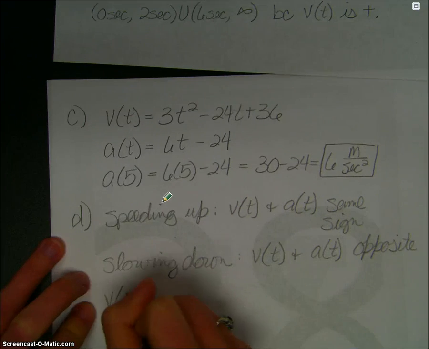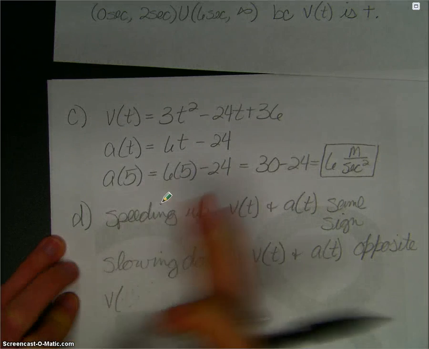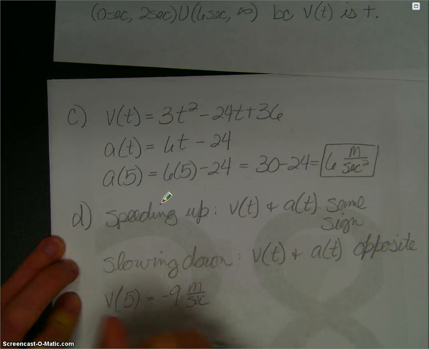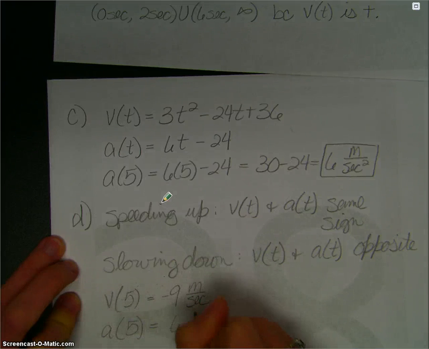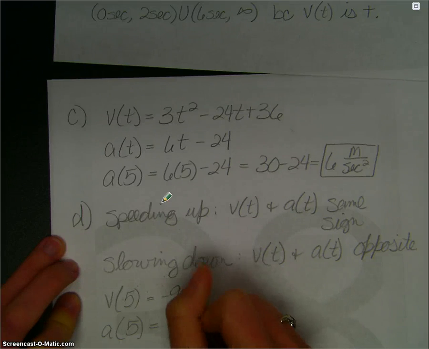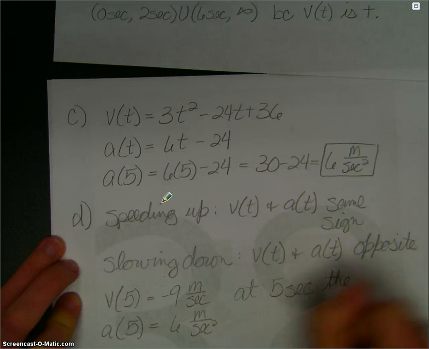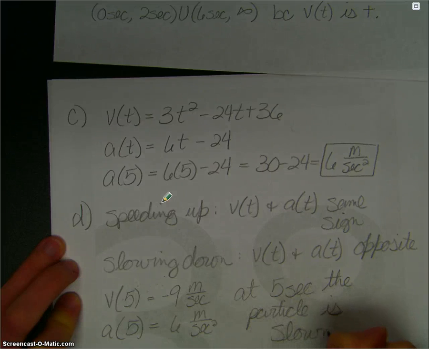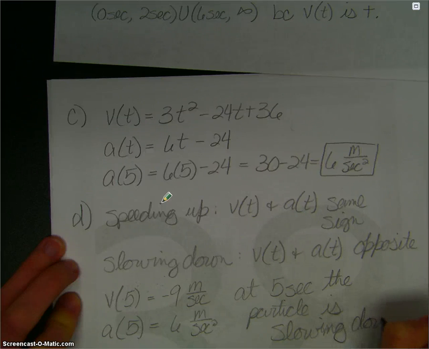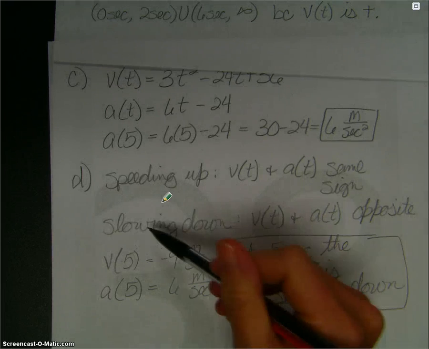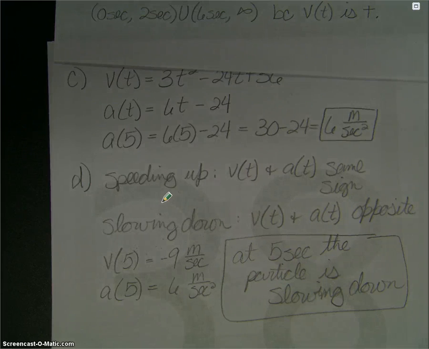Okay, so we found our velocity at 5 seconds to be negative 9 meters per second. And we found the acceleration at 5 seconds to be positive 6 meters per second squared. So since this one is negative and this one is positive, I know that at 5 seconds the particle is slowing down. They have opposite signs, therefore this particle is slowing down. Okay, if I give a reason for your answer, this right here is perfectly fine. We have that slowing down is because the velocity and the acceleration have opposite signs.